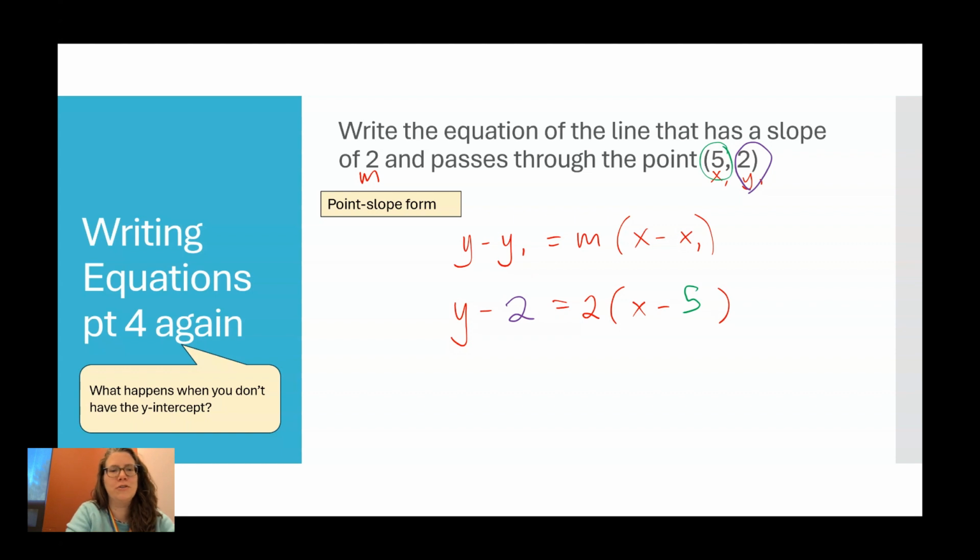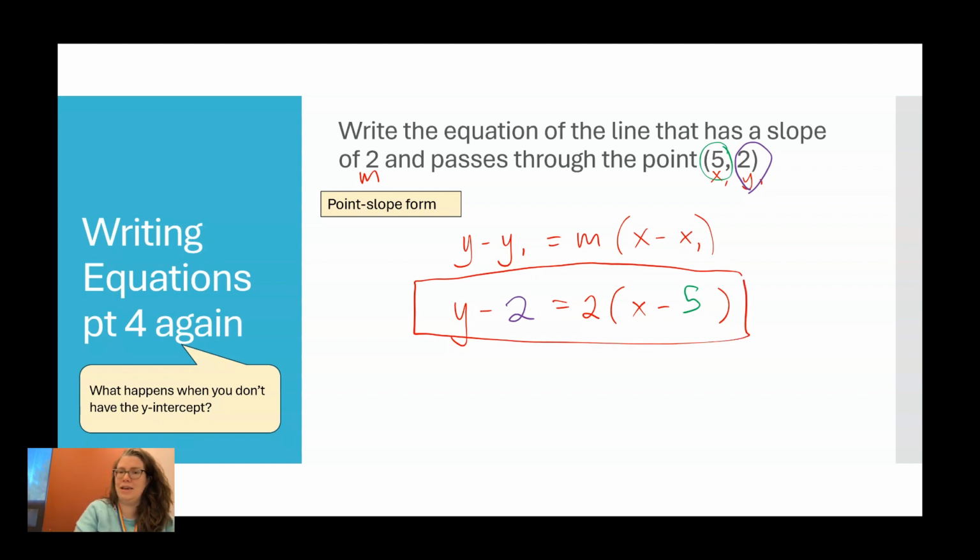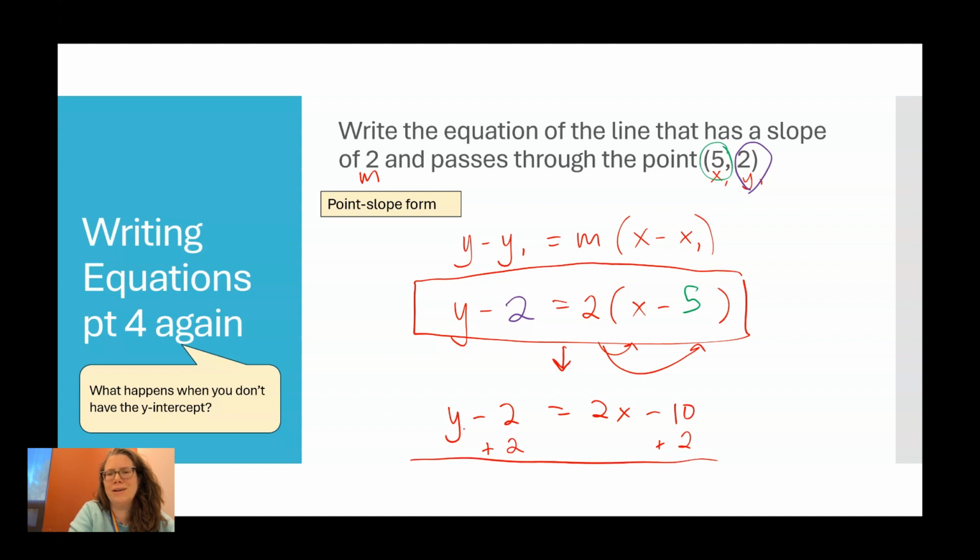You don't have to go any further than this. This is the equation of your line. You can be done right now. If you want, you can take this equation of a line and turn it into slope-intercept form, that y equals mx plus b, if you wanted to know what the y-intercept was without having to graph this and see where it landed. So if we were to do that, I'm going to distribute out the 2. And then add this 2 to both sides, and we already know what this answer is going to be because we solved it on the other slide, but y equals 2x minus 8.